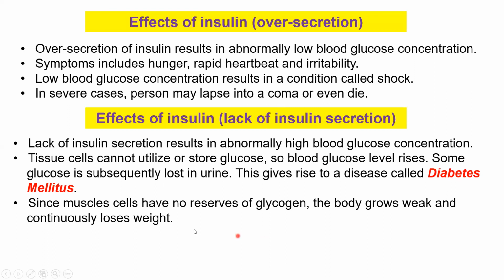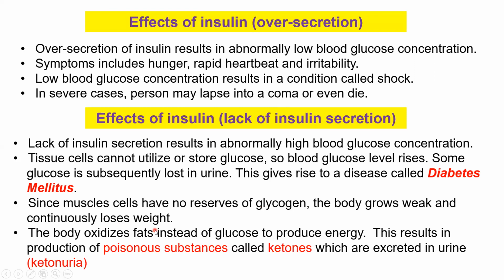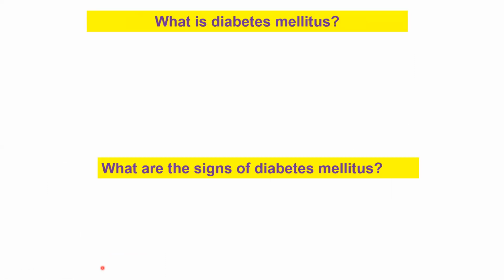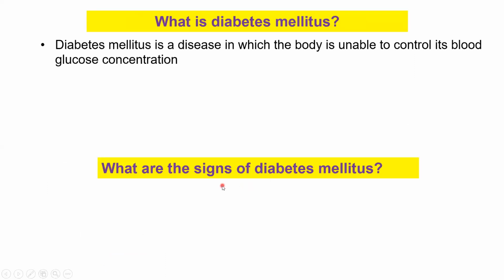So definitely the person will have no reserves of glycogen, and that will be responsible for weight loss. What will happen? The glucose is not being stored as glycogen, it is passing in the urine. So the body is requiring energy. So the fats of the body are going to be oxidized, partial breakdown will happen, and poisonous substances such as ketones will be formed, and they are also excreted into the urine, and this is known as ketonuria. So what is diabetes, and what are the particular signs of diabetes?